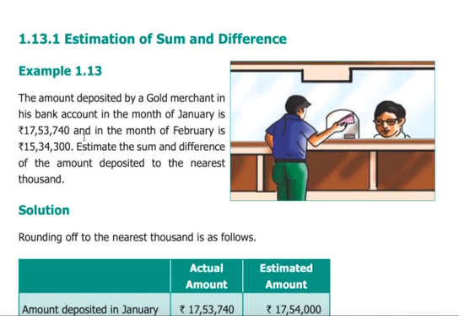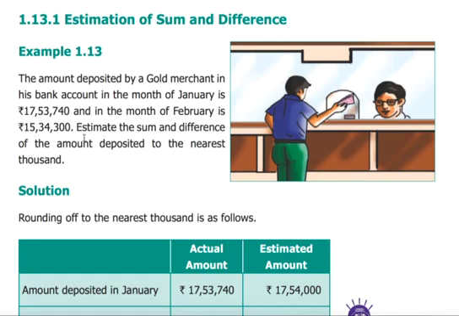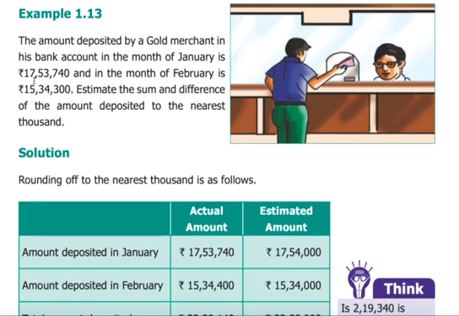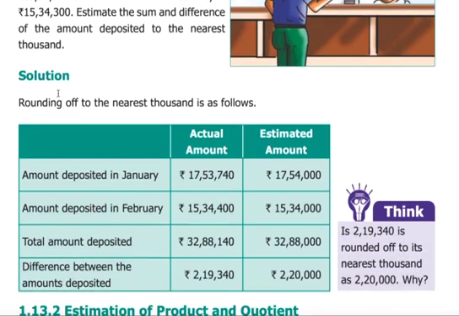Estimation of sum and difference. The amount deposited by a gold merchant in a bank account in the month of January is 17,53,740, and in the month of February is 15,34,300. Estimate the sum and the difference of the amount deposited to the nearest thousand. This is 17,54,000 to the nearest thousand, 17,50,000. This one 15,30,000.